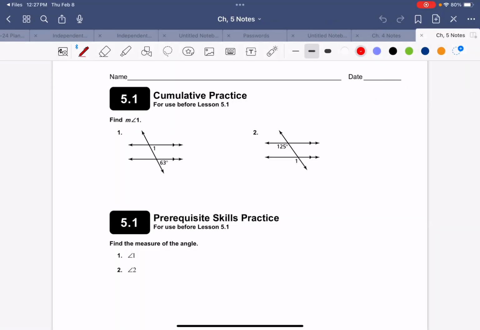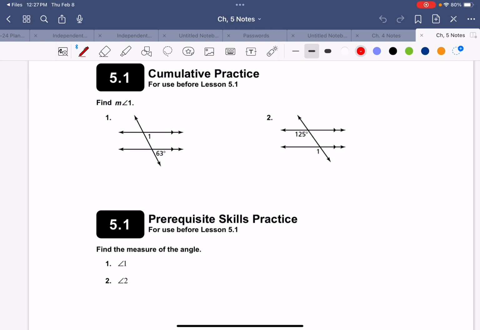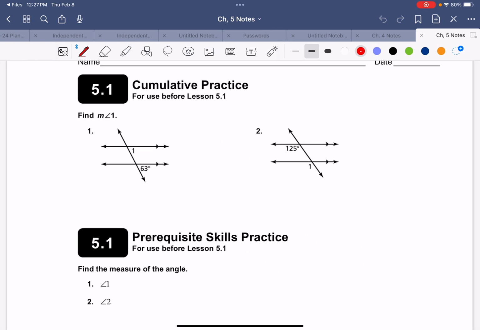Happy Tuesday and welcome to 5.1. Hopefully everybody did much better on your second version of the test. So let's go to this cumulative practice here.